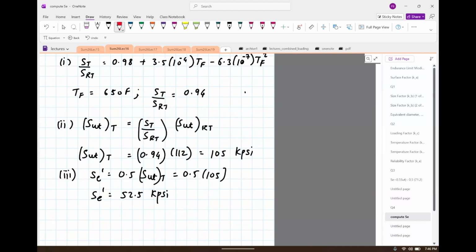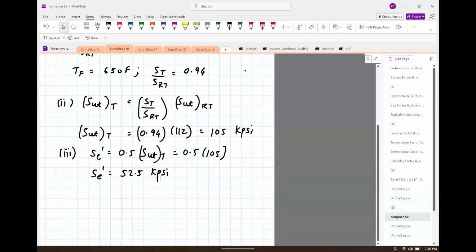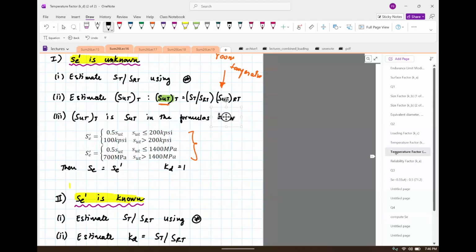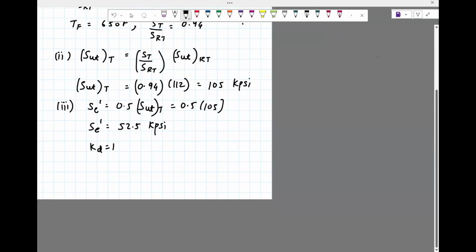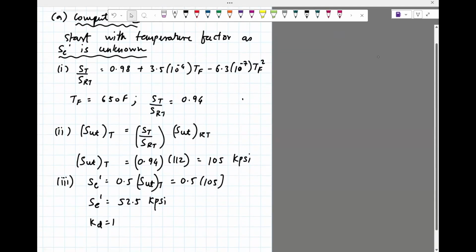Okay, so we've got Se prime, which means we can now turn ourselves towards the other factors. Of course, I forgot to say this. This means Kd is 1, right? So if you go back here, Kd is just 1. So we've got one factor, and we've got Se prime. Let's compute factors A, B, C, D. Well, D is done. So A, B, C, and E.